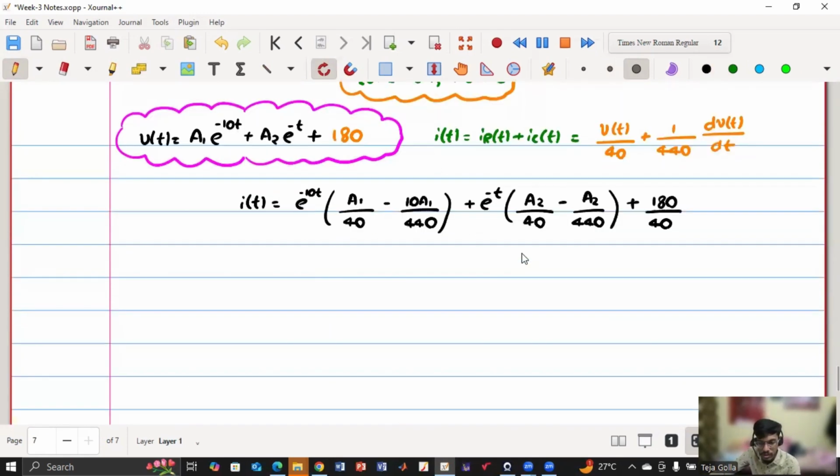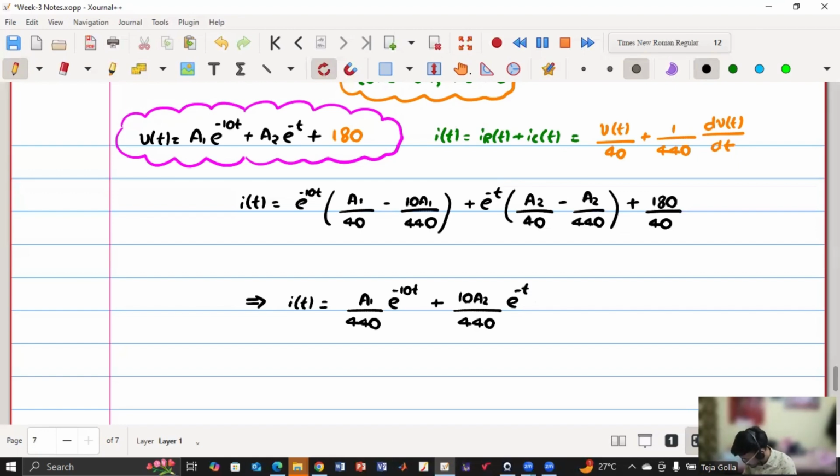Any doubts? We are just substituting V of t in the other expression and getting the expression. So let us quickly simplify this. So we have I of t equals, if I multiply by 11 by 11, A1 by 440 into e to the power minus 10t. Then 10 A2 by 440 into e to the power minus t plus this is 4.5.